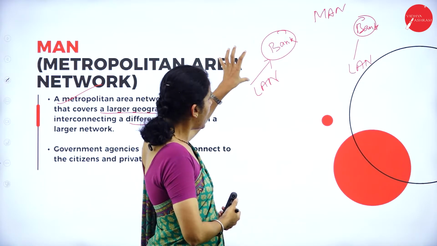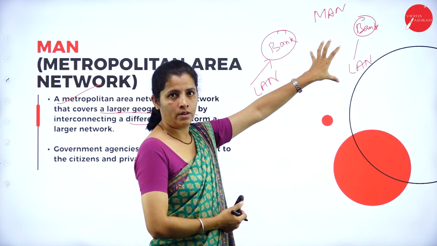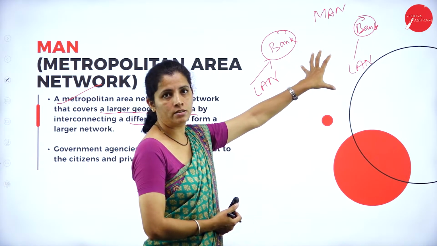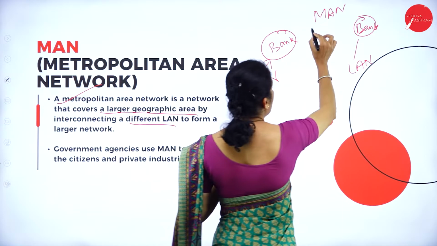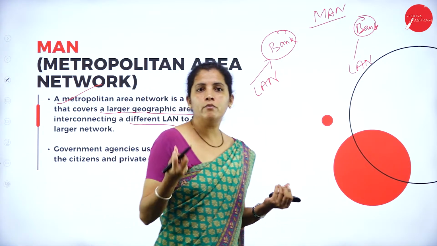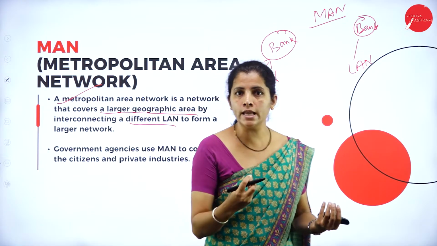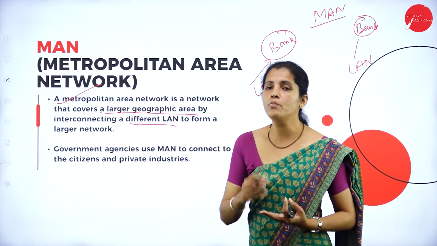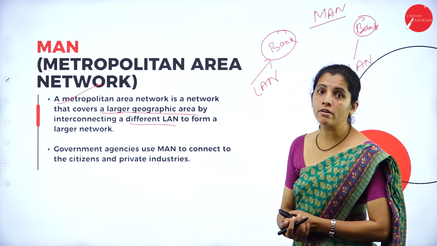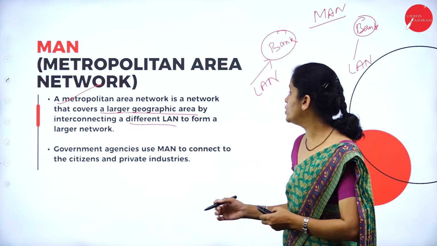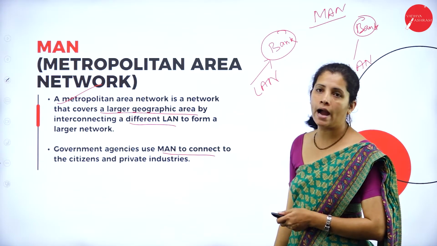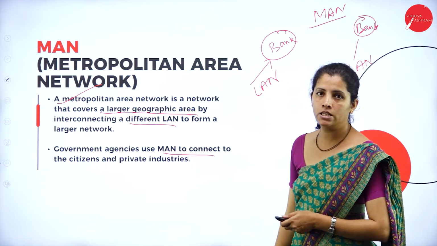Now, I have two banks and both the banks want to communicate with each other. For that, we are going to have the metropolitan area network. Suppose I want to connect two LANs together, then I'm going to have a metropolitan area network. And most of the government agencies are going to use MAN to connect the citizens and private industries.